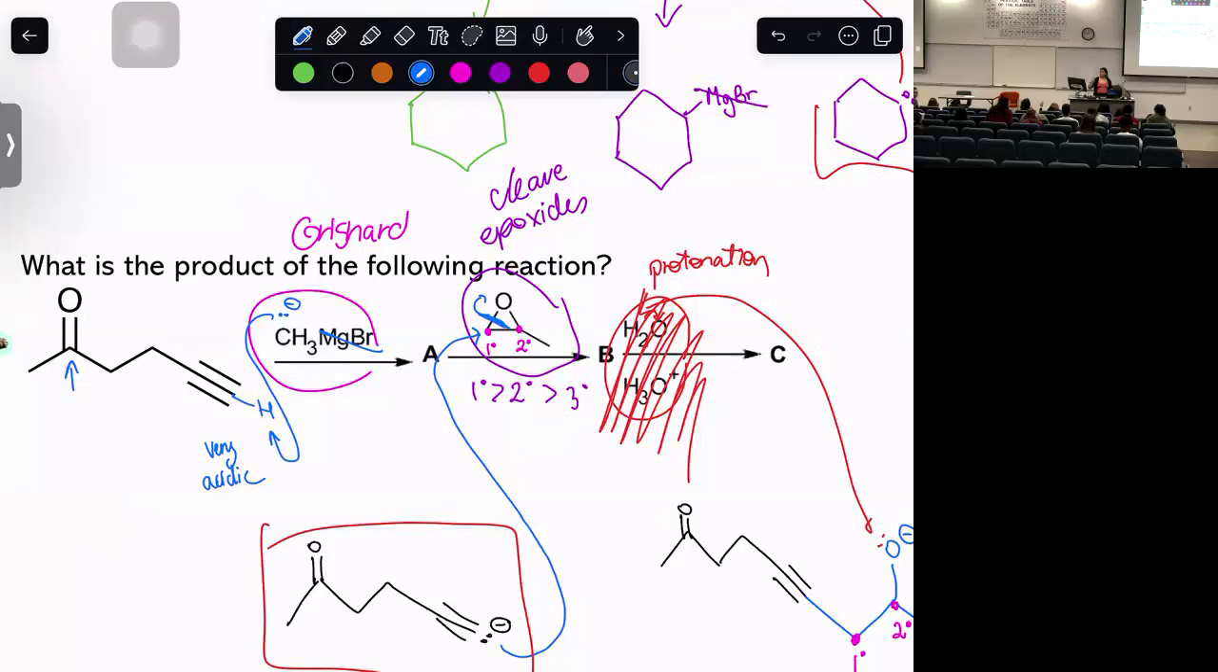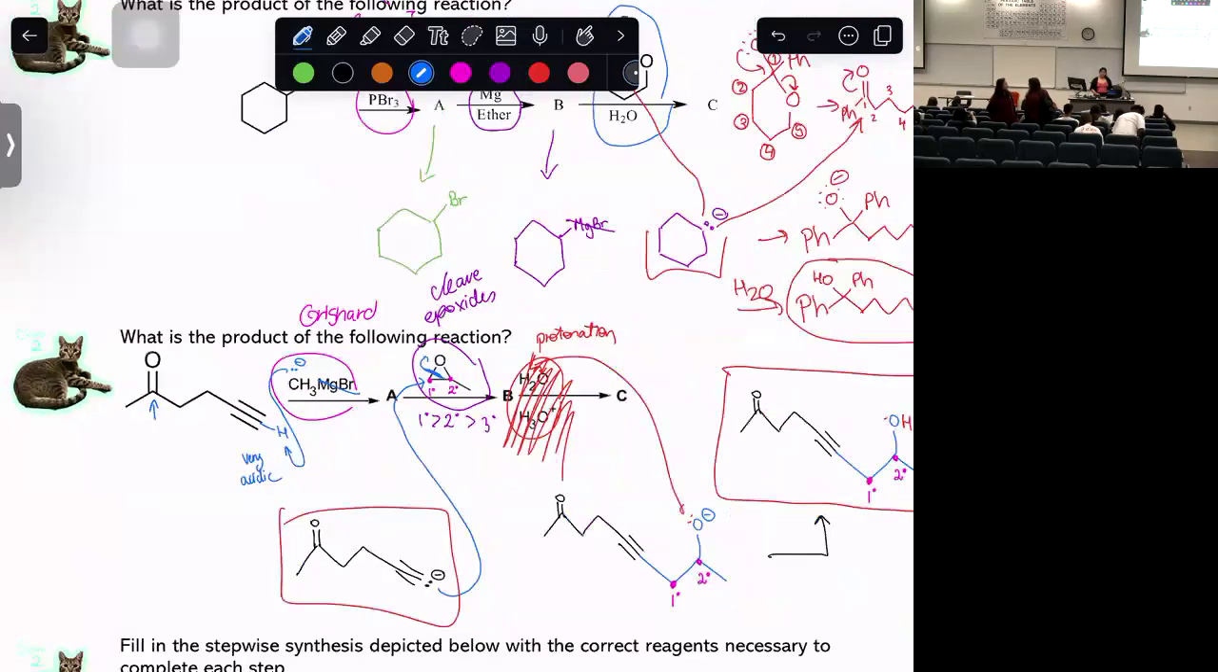So whenever we see a hydrogen on a triple bond, that's super acidic. That's how we figure out that it overrides the reduction.